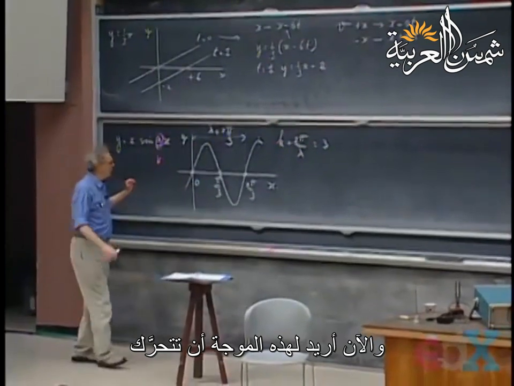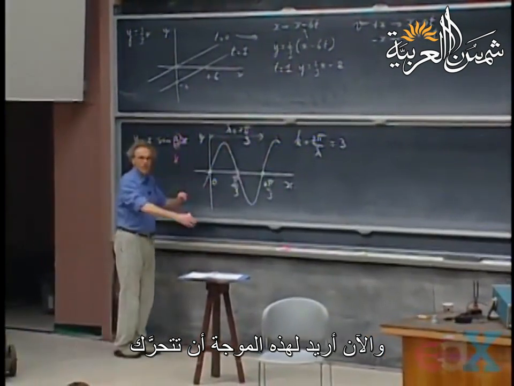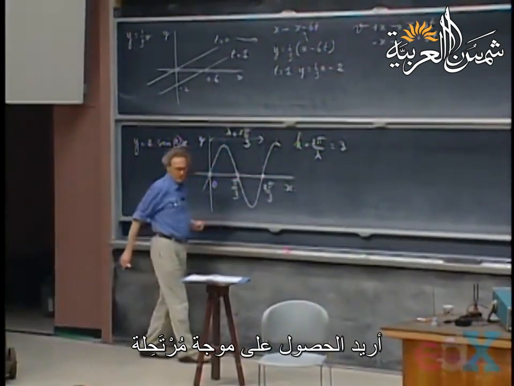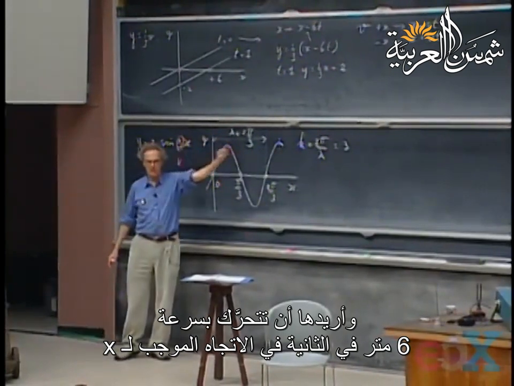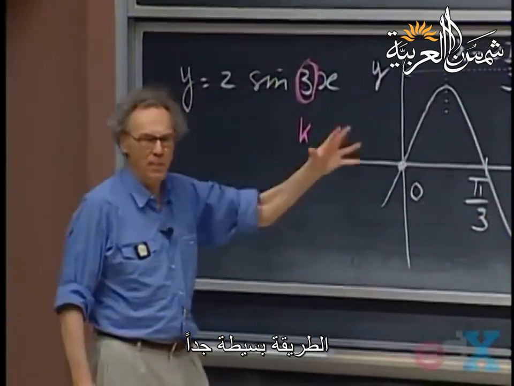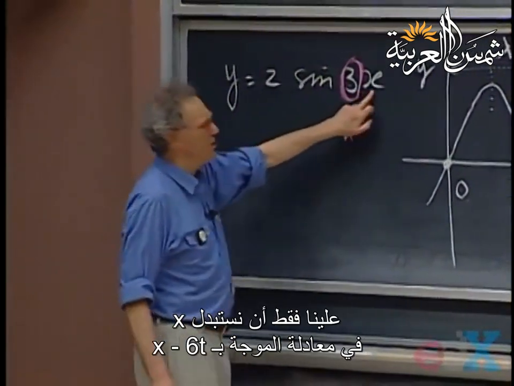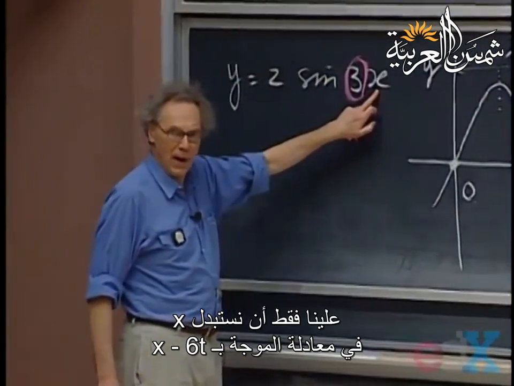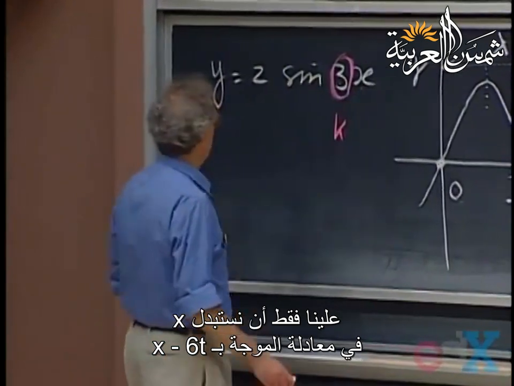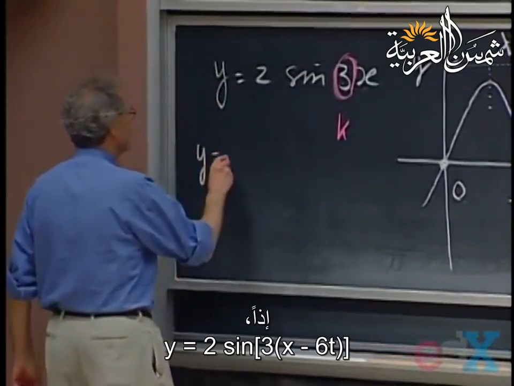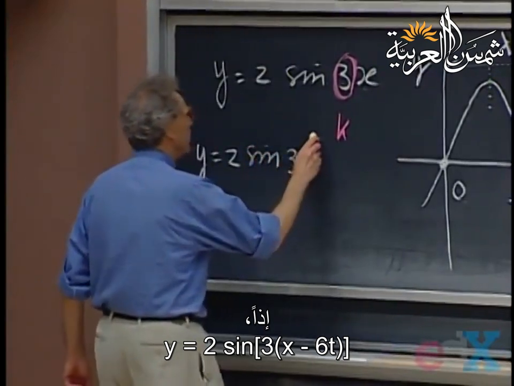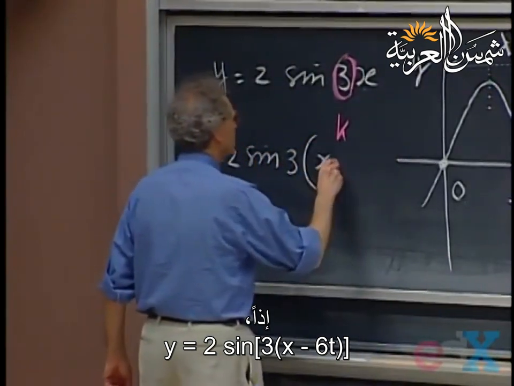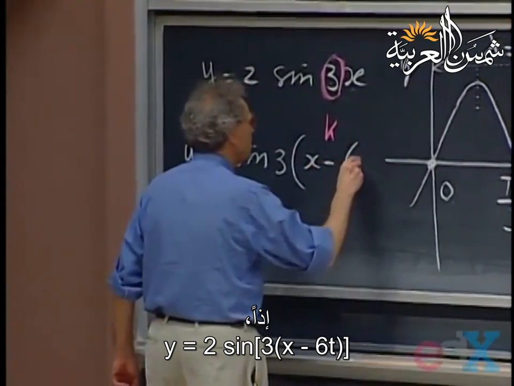Now I want to have this wave move. I want to have a traveling wave. And I want to have it move with 6 meters per second in the plus x direction. So the recipe is now very simple. All I have to do is replace this x by x minus 6t. So now I get y equals 2 times the sine of 3 times x minus 6t.